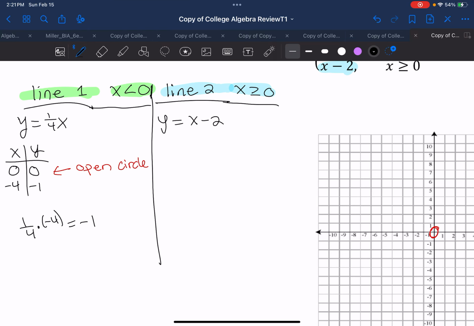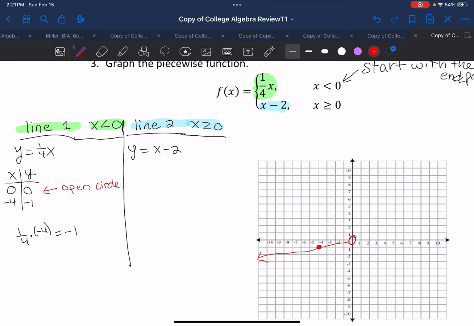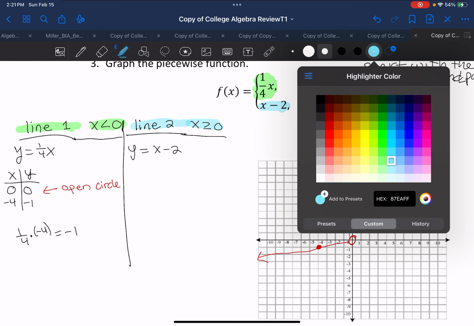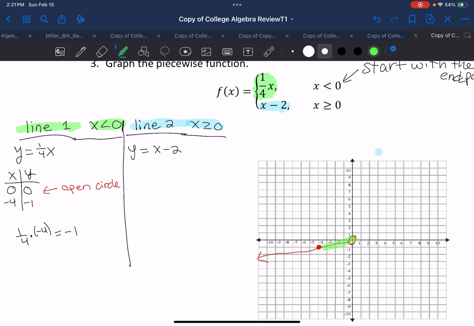So graphing that, let me use red again, negative 4, negative 1, would be right here. And then I would just connect these 2 points, but only going to the left, because again, I'm only graphing that green line for values of x that are less than 0. So that's the first piece.